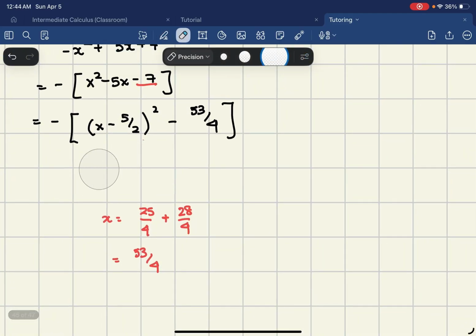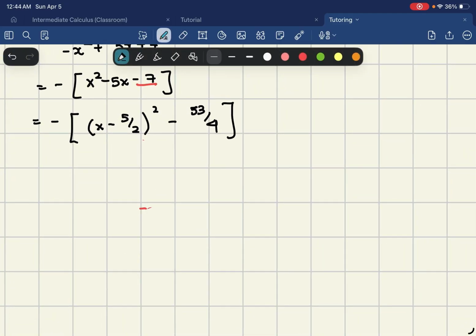All right. And now you can just distribute the negative sign again. So when you distribute the negative sign, you get 53 over 4 minus x minus 5 over 2 squared.